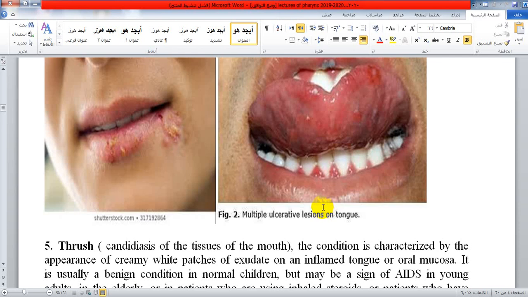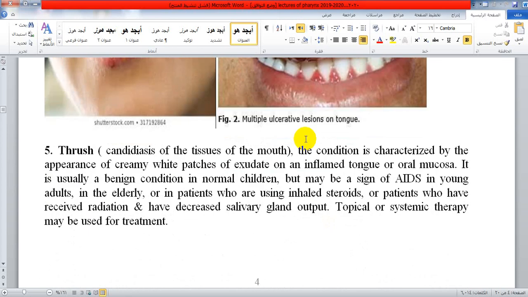The gingivitis or stomatitis affecting the ulcerative can affect the tongue, the oral, or the mucosa of the oral cavity. Thrush, or we call it the candidiasis of the tissues of the mouth. The condition is characterized by the appearance of creamy white patches of exudate on an inflamed tongue or oral mucosa.